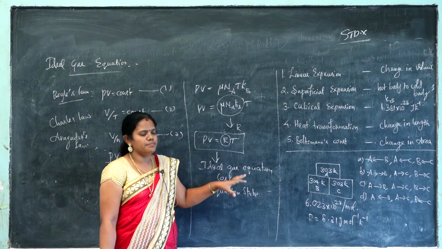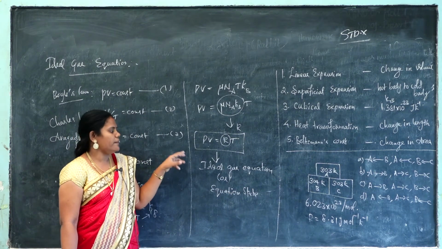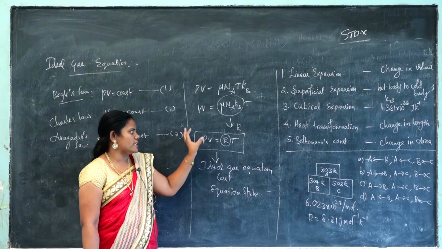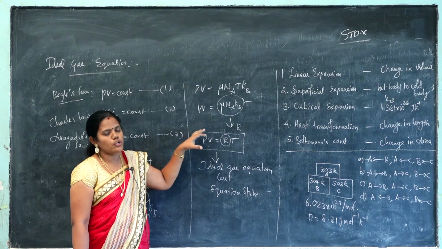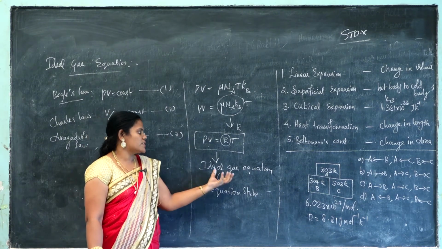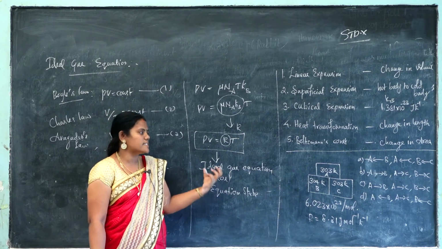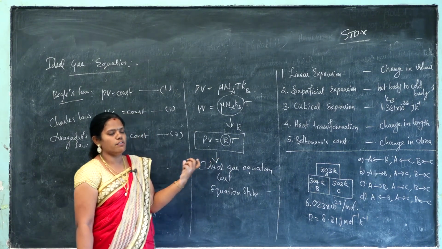The ideal gas constant value is very important, you have to learn it thoroughly. Okay, so this is called the ideal gas equation. It is also called the equation of state. Why? Equation of state means all the equations, Boyle law, Charles law and Avogadro law, all lie in a single equation. So that is called the equation of state.